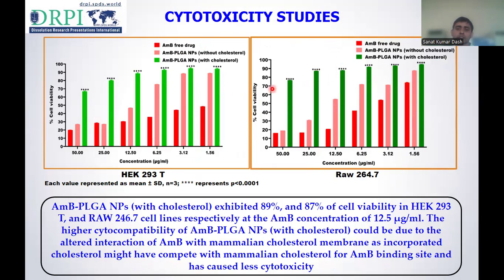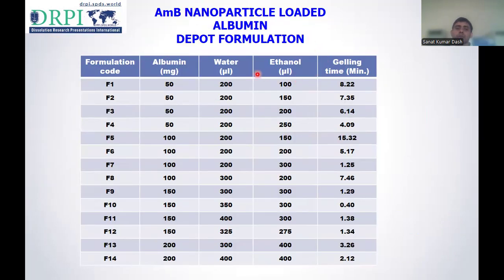Then we have conducted the cytotoxicity study in HEK 293 T cell line and RAW cell line. In this study, we have found that the amphotericin nanoparticle enriched with cholesterol is more cytocompatible. The higher cytocompatibility of the cholesterol enriched amphotericin B nanoformulation could be due to the altered interaction of amphotericin B with mammalian cholesterol membrane, as incorporated cholesterol might have competed with mammalian cholesterol for amphotericin B binding site and has caused less cytotoxicity.